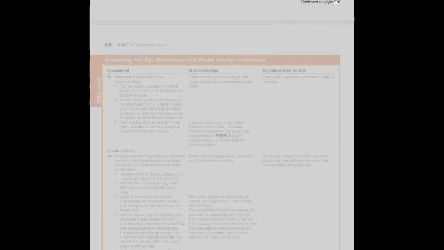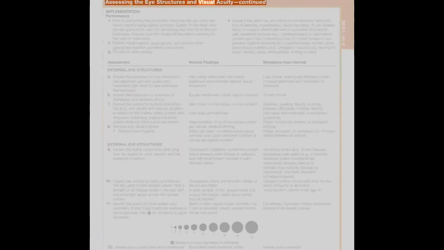Continued on page 536. Assessing the eye structures and visual acuity, continued. Skill 30-6. Implementation Performance 1. Prior to performing the procedure, introduce self and verify the client's identity using agency protocol. Explain to the client what you are going to do, why it is necessary, and how he or she can participate. Discuss how the results will be used in planning further care or treatments.